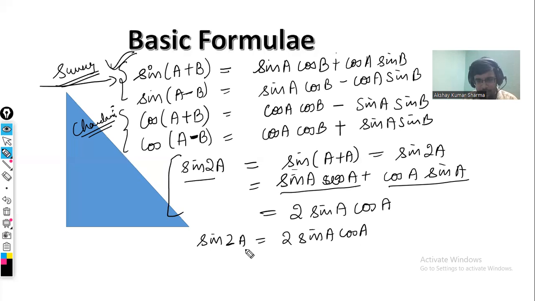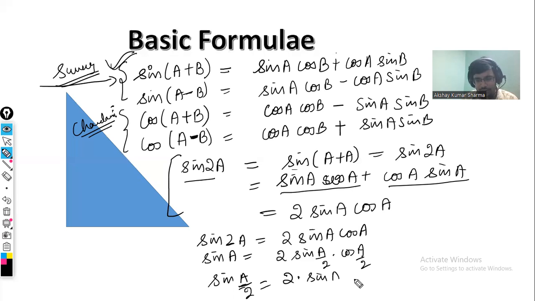So here it is 2A that has been broken into A. If I write only sine A, then what does it mean to you? It means this A will be half of that. That means 2 sine A by 2 into cos A by 2. Correct. If I take half of it, it will become sine A by 4 into cos A by 4. Did you get my point, guys?